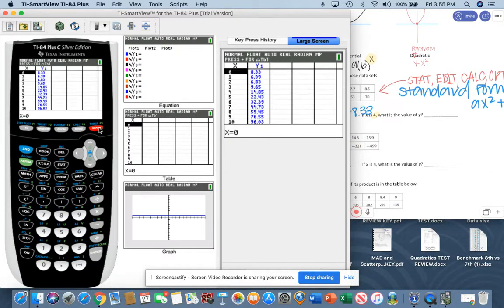So it'll tell you, hey, when x is 0, it's 8.33. When x is 1, it's this. But we want to know when x is 4. So when x is 4, it's 14.85. And again, all we did was plug in 4 where everything was. Oops, I'm writing with a highlighter. 14.85.